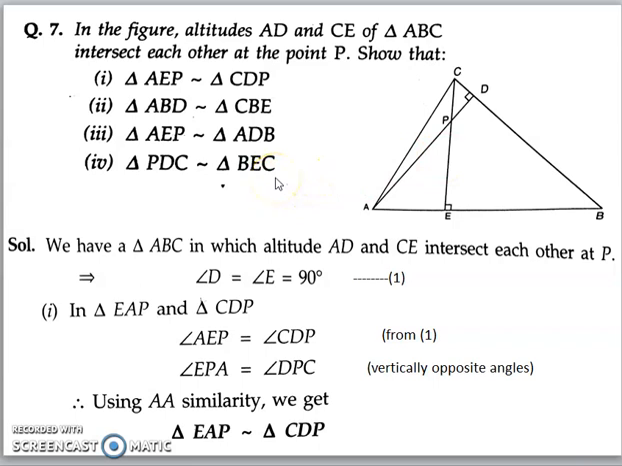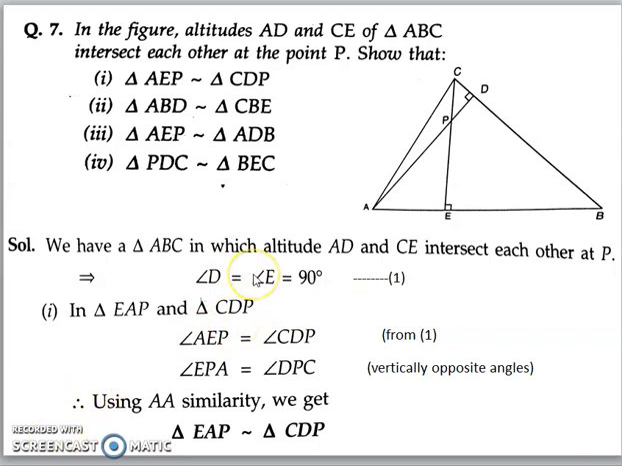And in the last one, the fourth part, PDC, this is the first triangle, the small one, and BEC. These two triangles are similar. Again here angle E is 90 degrees and angle D is 90 degrees. So one pair of angles are 90 degrees each, and angle C is the common angle. So again by AA, all these four sets of triangles you can prove similar.